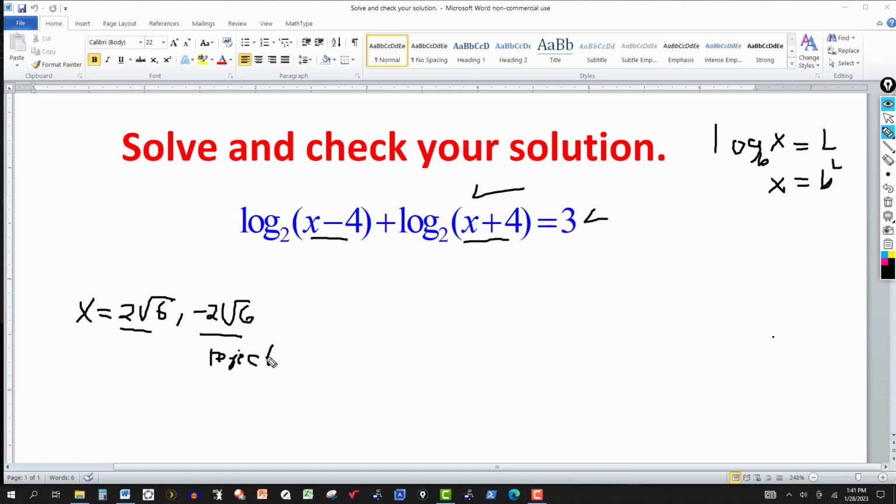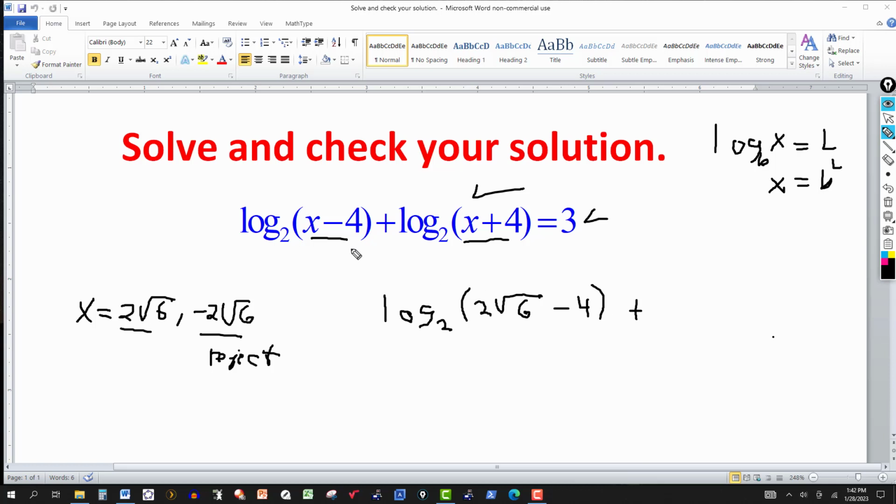So reject this. This one is equal to 2 square root of 6. Again, this is a number close to 5. So here, you plug it in, that'll be a positive. You plug it in here, that'll be a positive. If you did make a mistake, that's going to work. But to check it, let's do this. We'll have log to base 2, and we'll plug it in. 2 square root of 6 minus 4. And then we plug it into the other expression.